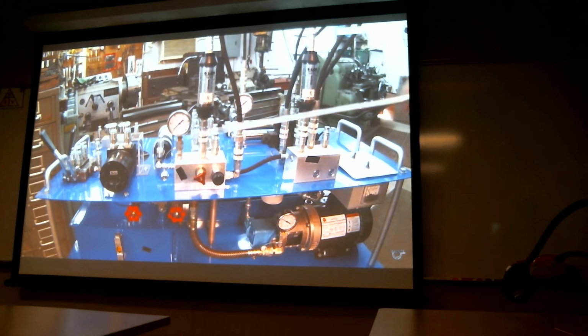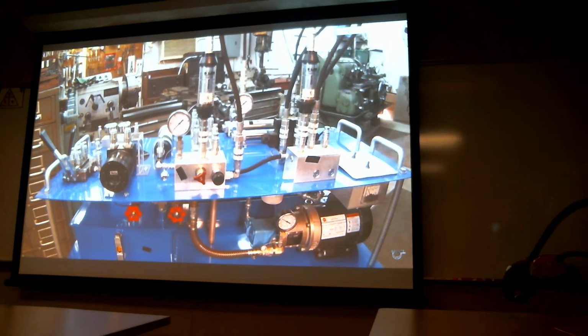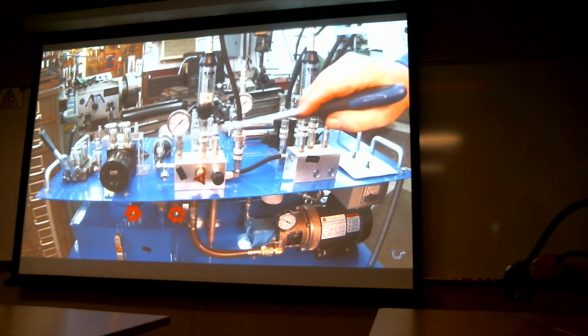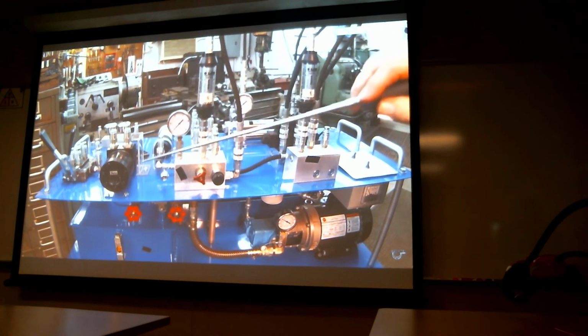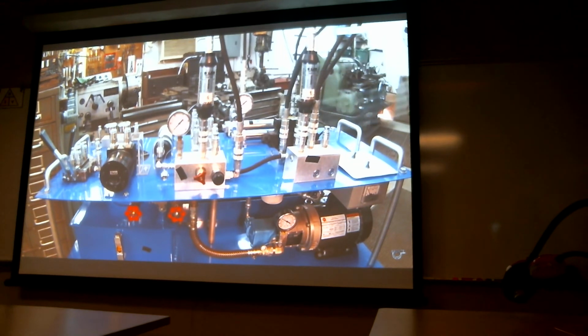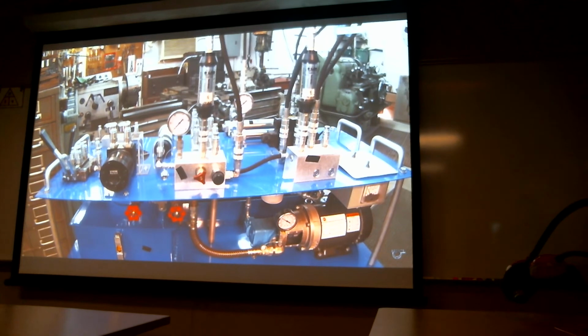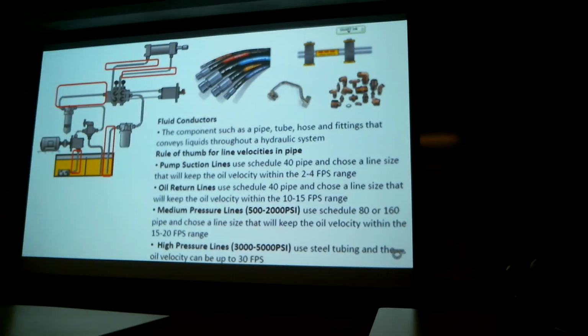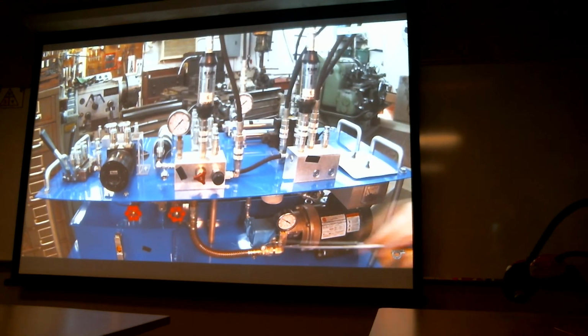Alright, the next one, we talked a little bit about that just a second ago, my rotary actuator. Again, you go in and out or around and around in a hydraulic system. So if my hydraulic motor slows down or speeds up, that is a function of flow. Okay, so that's very important to understand that. Then the last one is your fluid conductors, which is your hoses and tubing and fittings and things like that to connect all of these devices together to allow the fluid to move in and out of those properly.